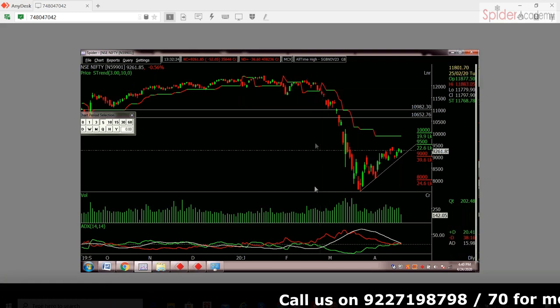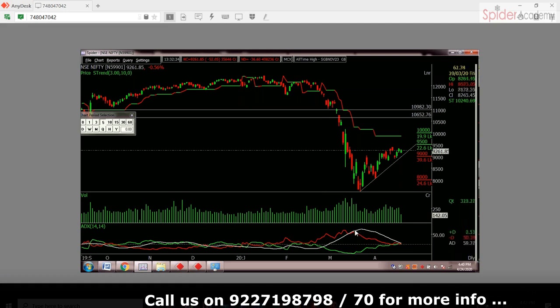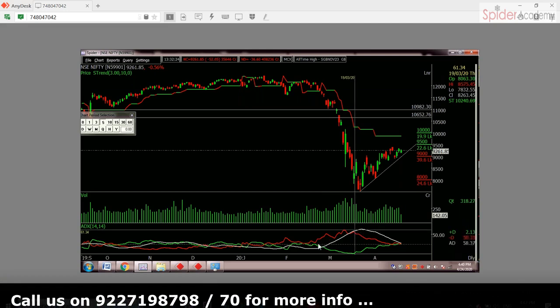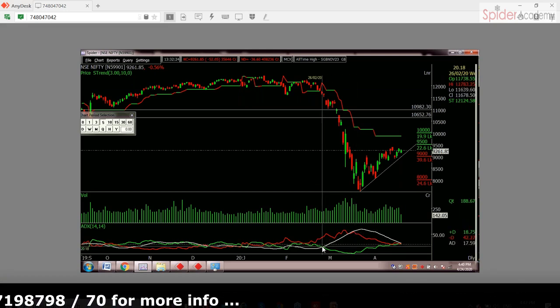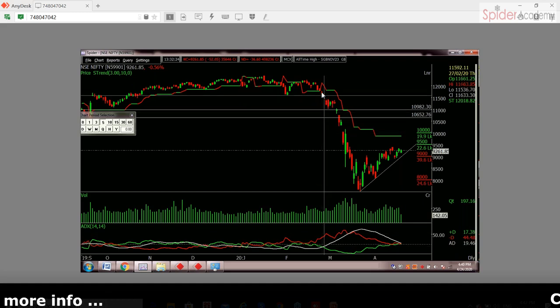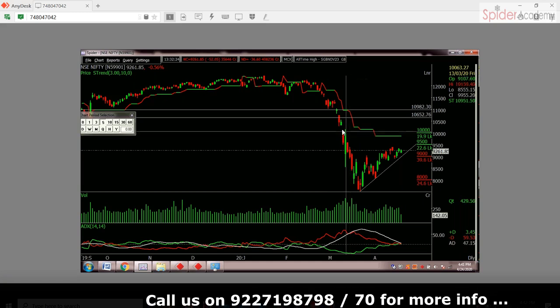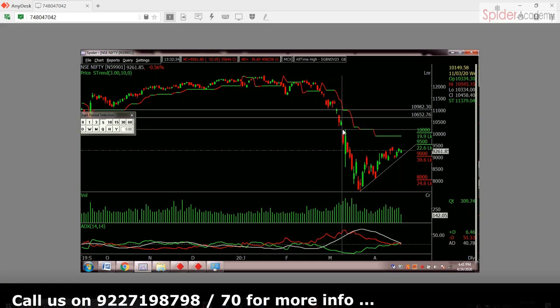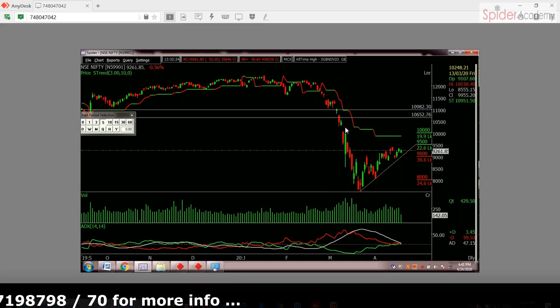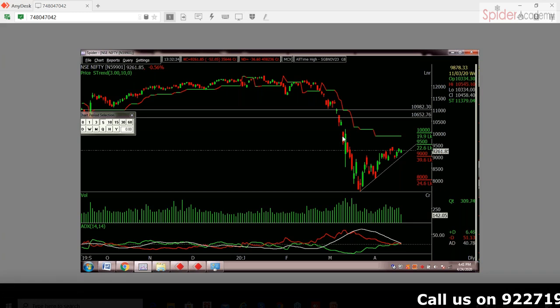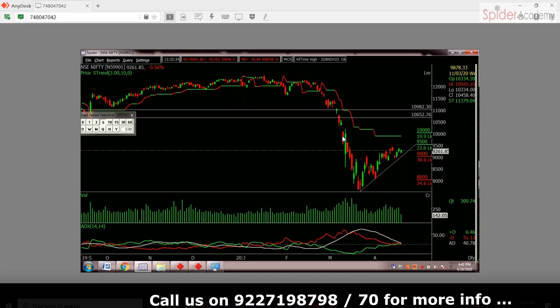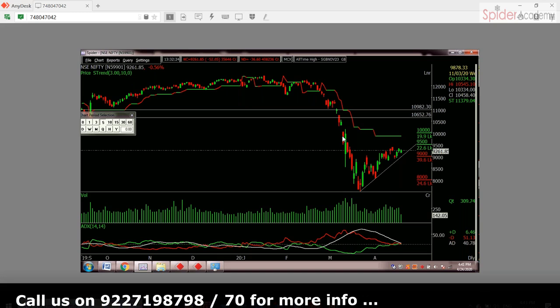And now when do we exit? We exit over here. This is a chart of Nifty. We got a sell signal at almost 11,700, and our exit signal we got at almost 10,200, almost 1,500 points. I hope the doubt is clear now.